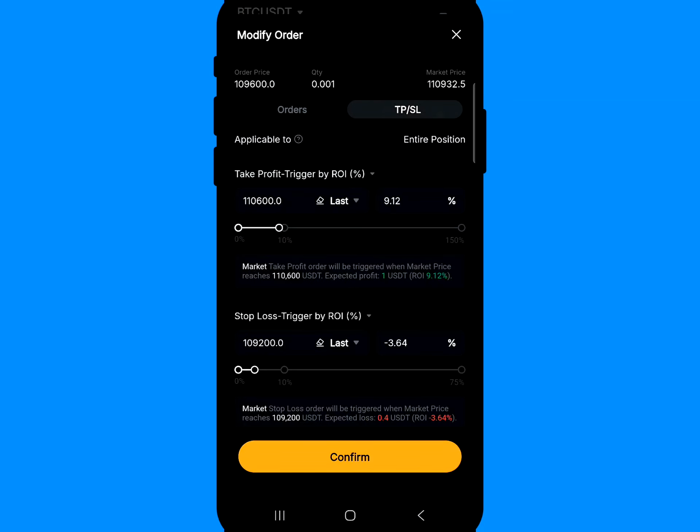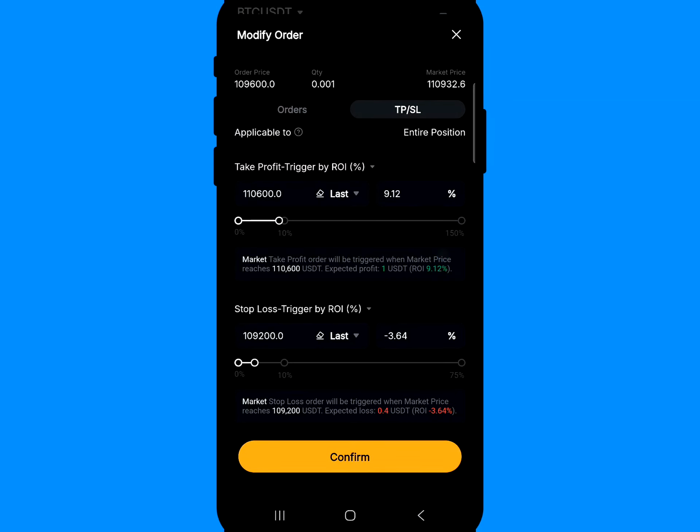When I click on modify, you can see my stop loss and everything. Then I'll just make $1 profit, around $1. If the trade goes again, I will just leave 0.4 something. So that's my own personal analysis on this futures trading.